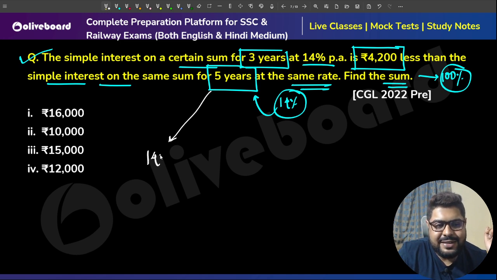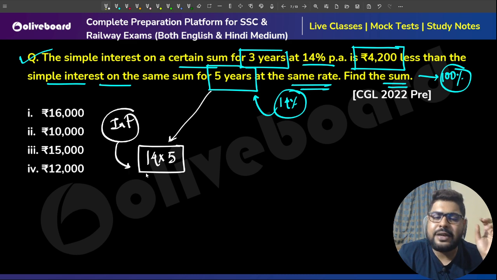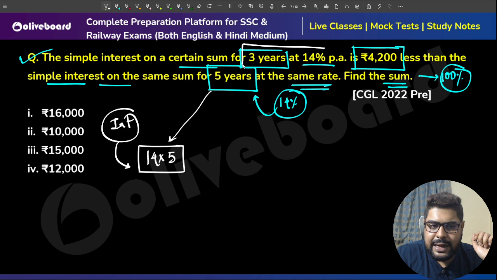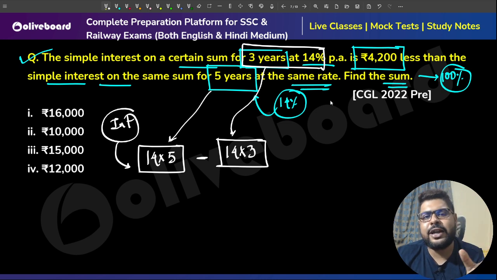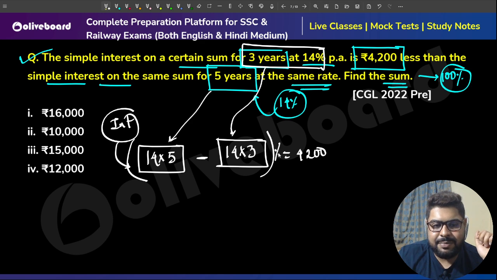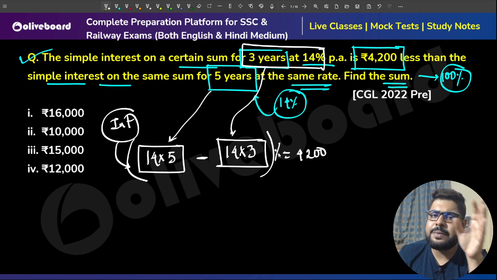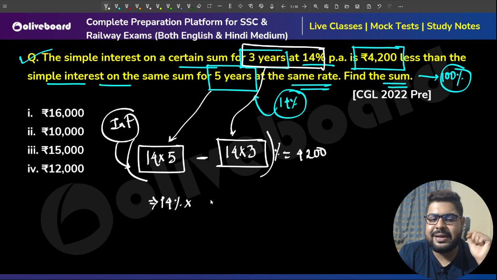5 into 14, sir. That is the total interest in 5 years. And what about that in 3 years? That will be 14 times 3, sir. They are saying the difference between them is 4,200 rupees. These all are in percentages, remember. 14% into 5, 14% into 3. So this is 14% into 5 minus 3, which is 2.